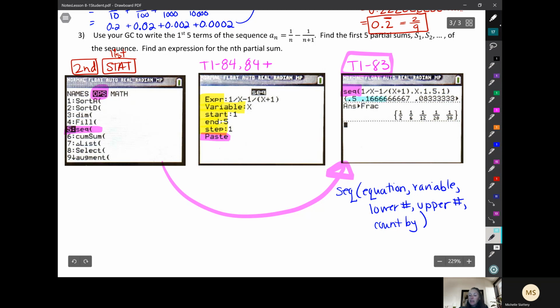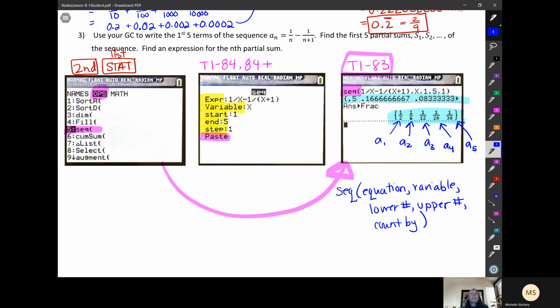Now, notice when you get this list here, this list is in decimals. So we want to change it here into fractions. Okay. So what that means is that this first number here is my a sub 1. This second number is my a sub 2. This is my a sub 3. This is my a sub 4. And here we have my a sub 5. Okay. So we found the list of the first 5 terms of the sequence.